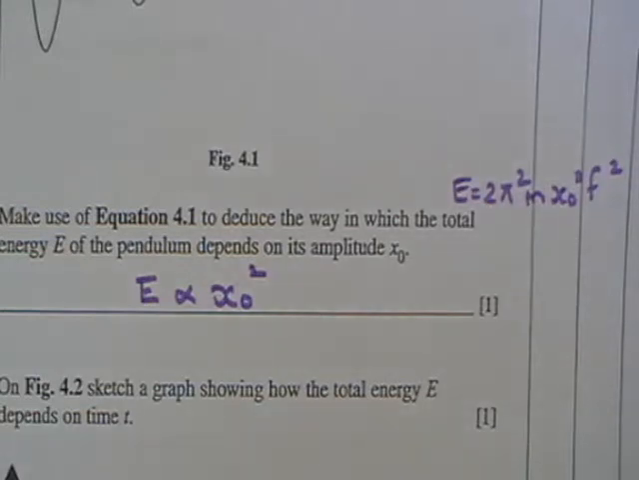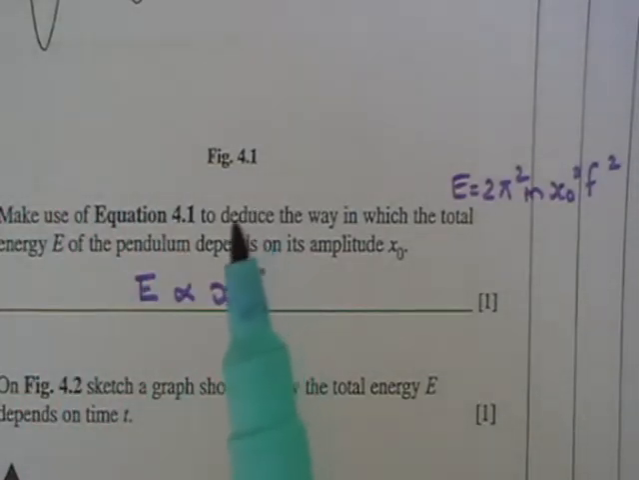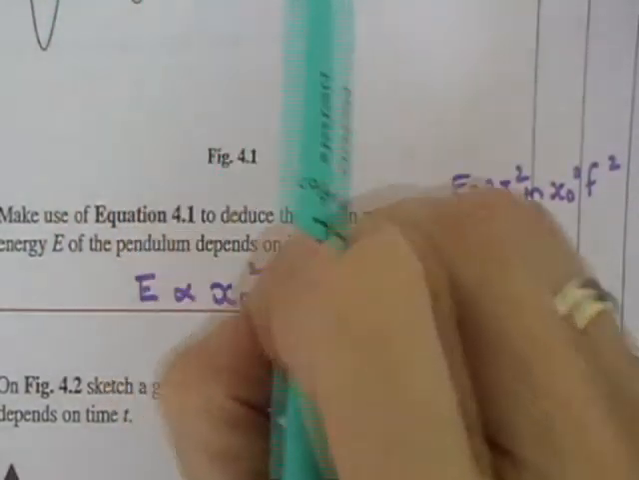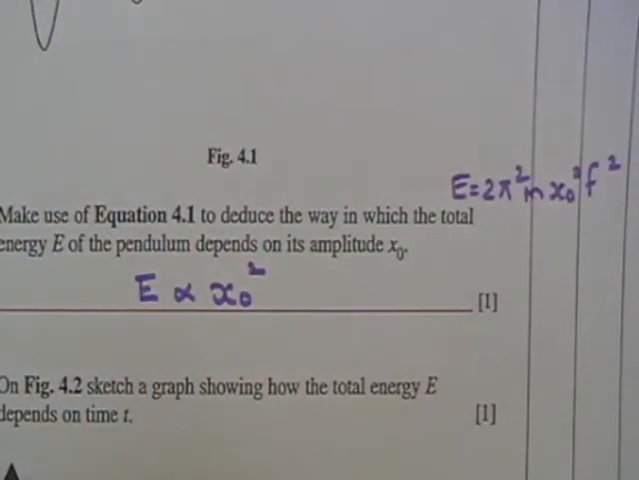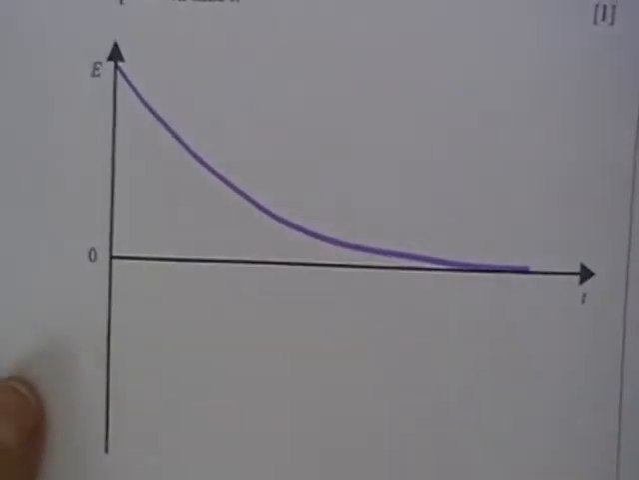On figure 4.2, sketch a graph showing how the total energy depends on the time. And you can see there that the total energy of the system is decreasing because the amplitude is decreasing, and therefore it's going to be a downward curve which will eventually get to 0 when the displacement ends up at 0. Just shown like that.